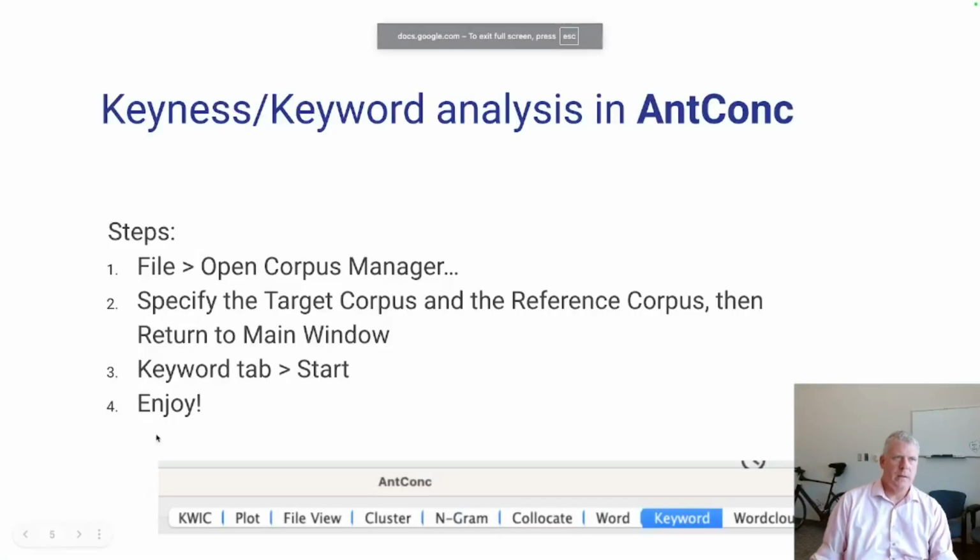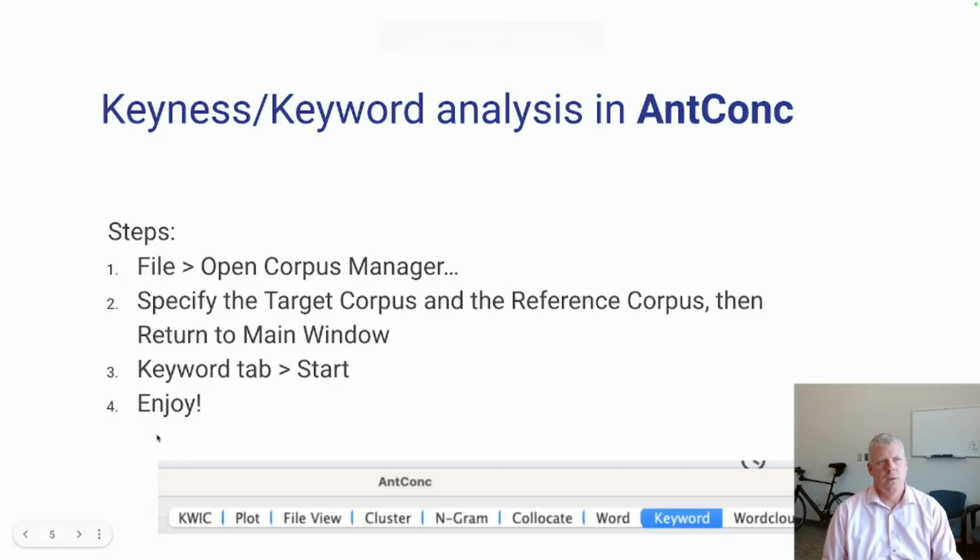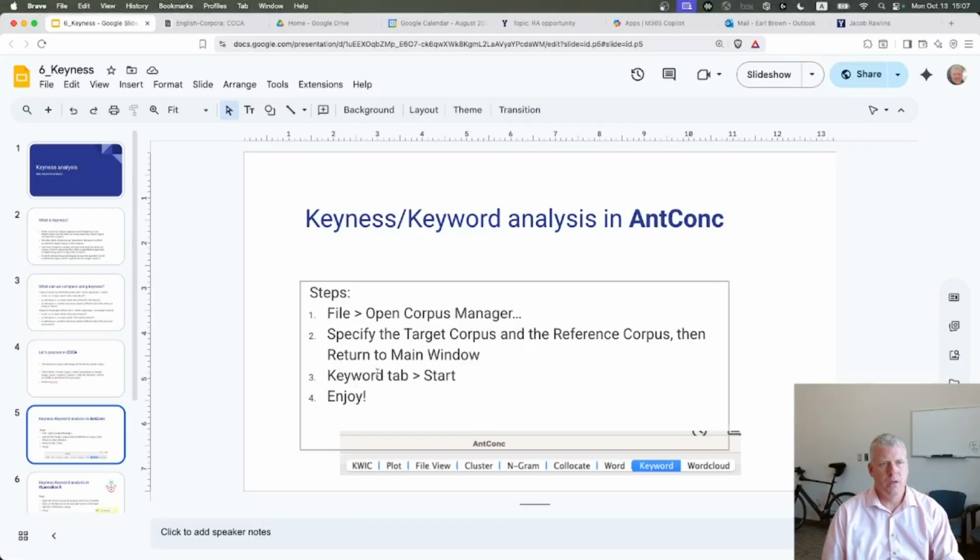The next tool I want to practice with is AntConc. So we need to open up a target corpus and a reference corpus. What we're going to do is go to AntConc, open up File, go to the Open Corpus Manager. We're going to specify the target corpus and the reference corpus. It's 2 separate things. And then return to the main window and then go to the Keyword tab and click on Start. And then we enjoy.